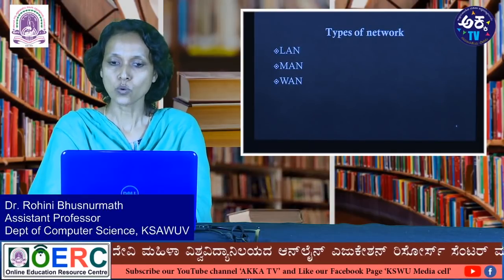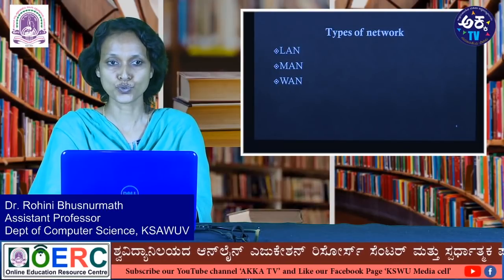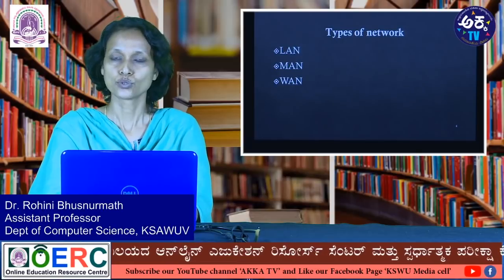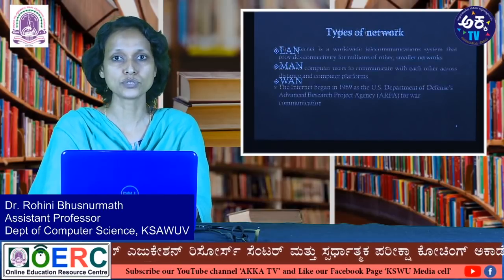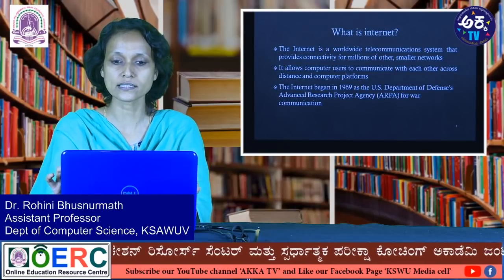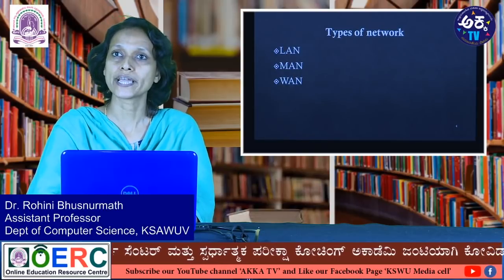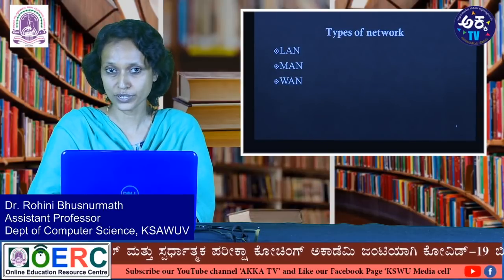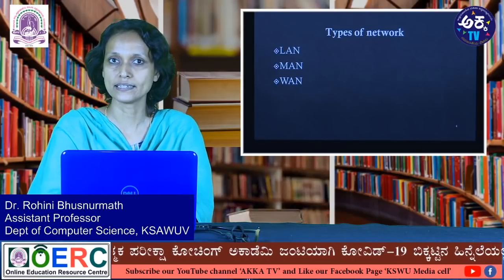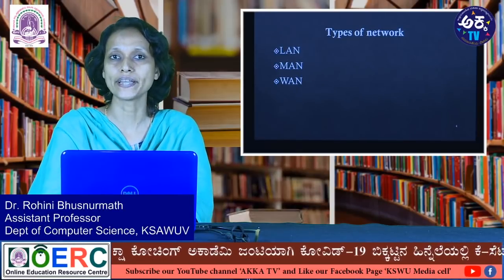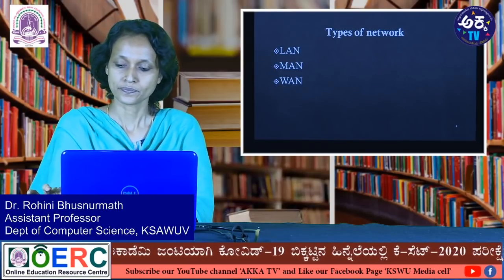So out of this, which of the networks is used for the internet? We know internet is nothing but interconnection of computers, and using internet we are able to access the information which is present across the world. So quite naturally, the type of network that is supported for this is WAN, that is wide area network. So that is what I wanted to make clear.